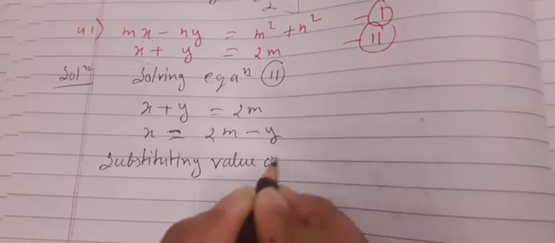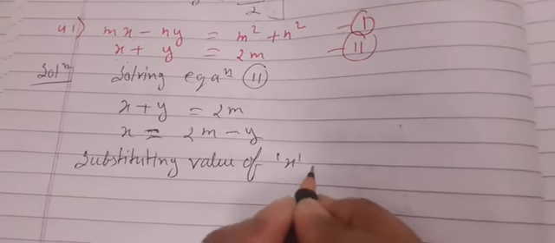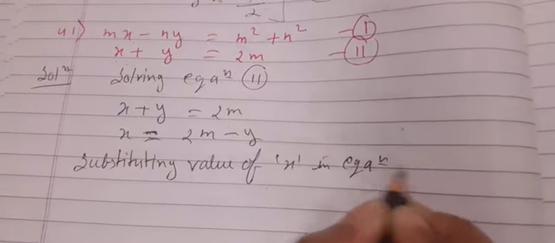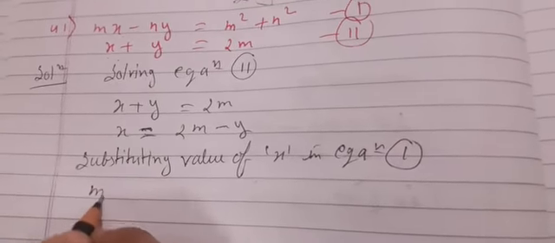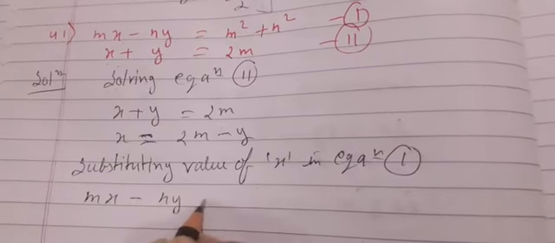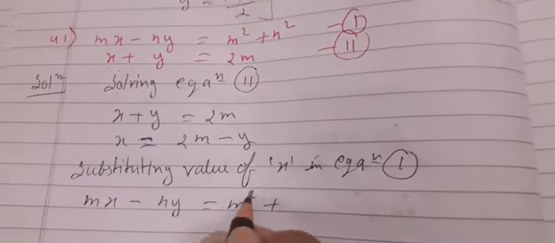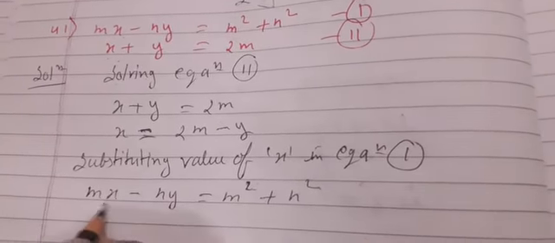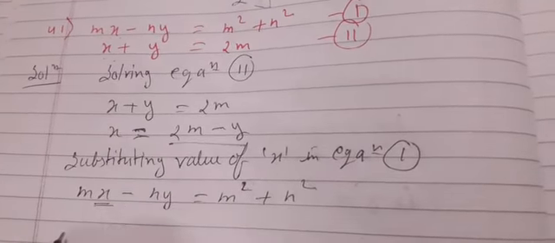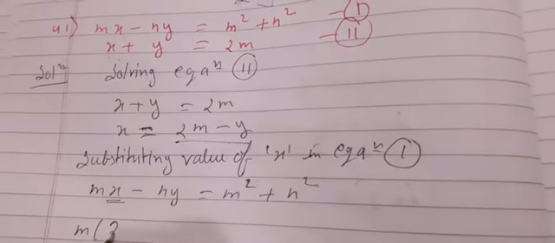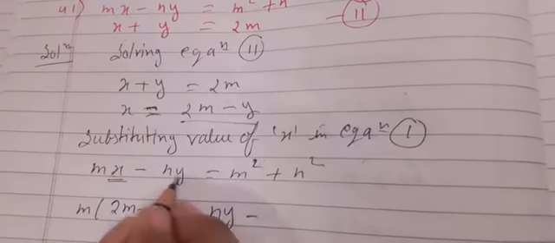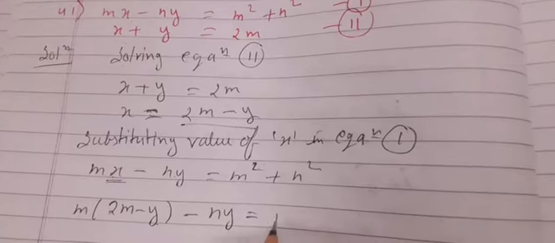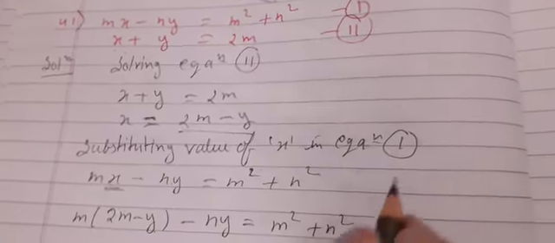value of x in equation 1, and let's see what the scenario will be. First of all, we'll copy the equation. It is mx minus ny is equal to m square plus n square. Then in place of x we are going to write this one, so it will be like this: m into 2m minus y minus ny. See, just copy this one. Okay, and the rest I have copied as it is.